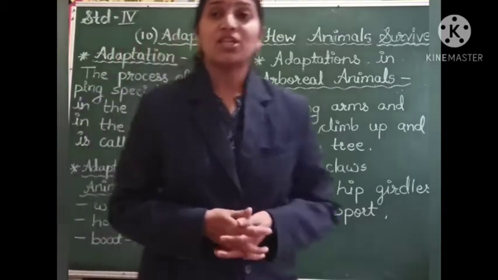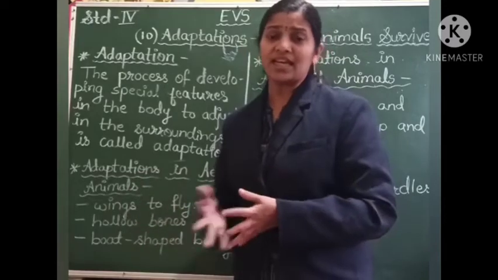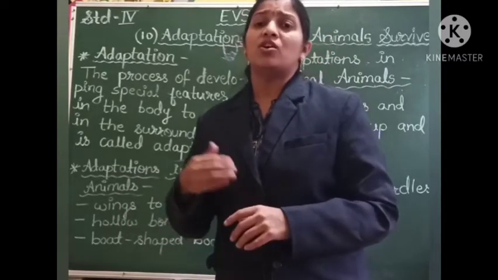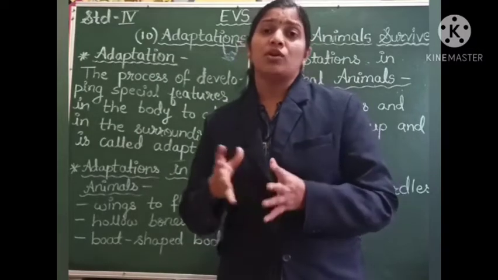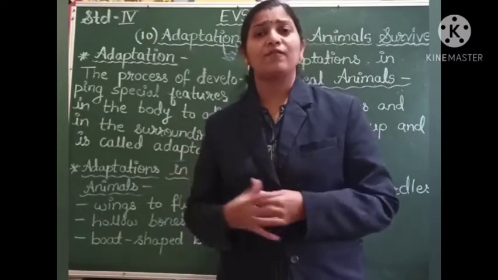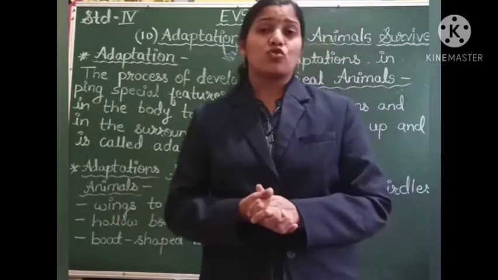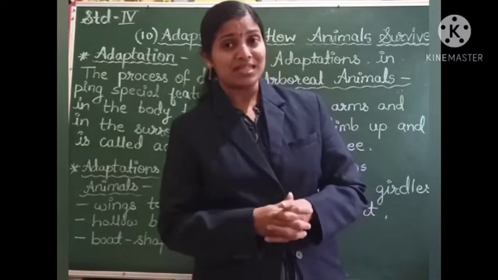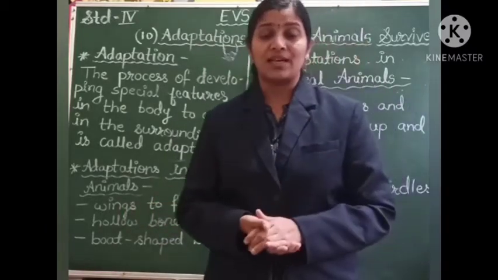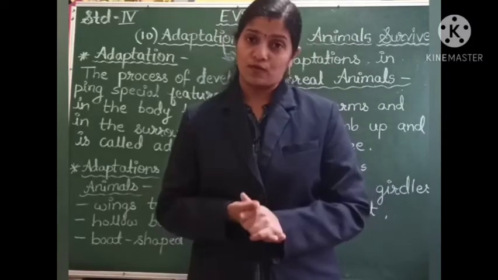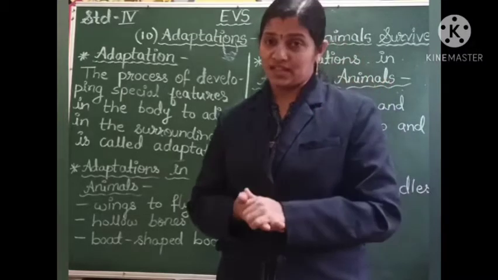The next adaptations are adaptations in aerial animals. Aerial animals means the animals which can fly, which spend a lot of time in the air. They fly for a longer period of their life. So the adaptations or the special features that these animals have are wings to fly. All the birds you can see have wings to fly, and these wings help them to fly high up in the sky.